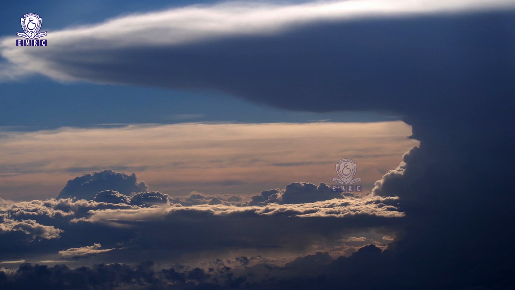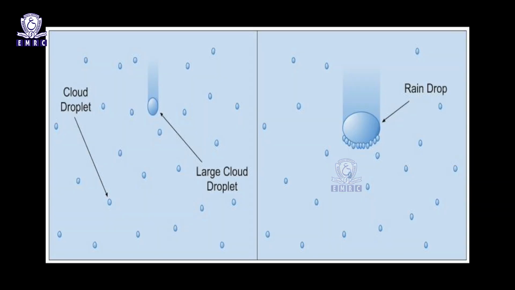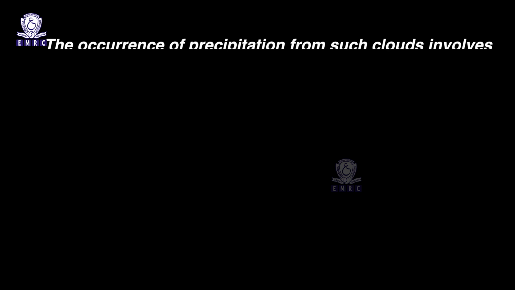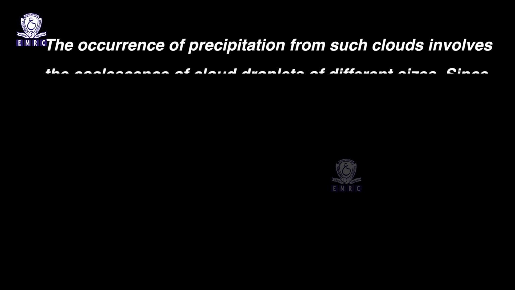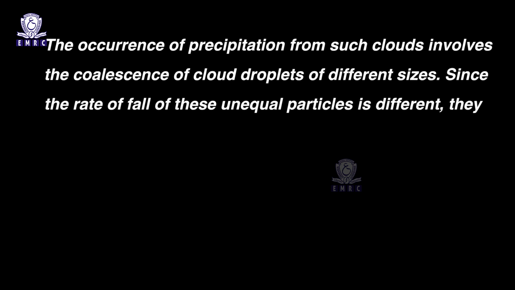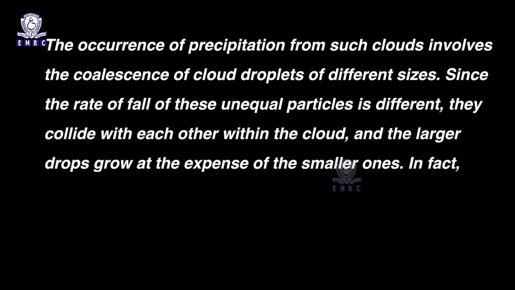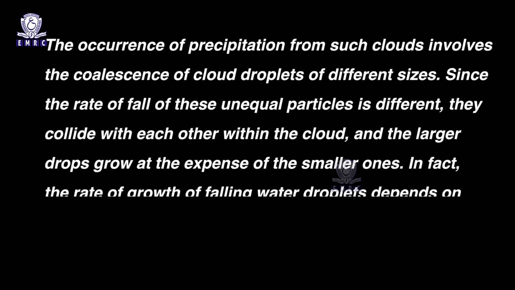In the tropics, cumulus clouds with only 2,400 meters thickness start giving precipitation over the oceans. The temperature in the uppermost part of these clouds seldom falls below 7 degrees Celsius. It is therefore true that the ice particles contribute little in the development of the raindrops of sufficient size in warm clouds. The occurrence of precipitation from such clouds involves the coalescence of cloud droplets of different sizes. Since the rate of fall of these unequal particles is different, they collide with each other within the cloud and larger drops grow at the expense of the smaller ones.